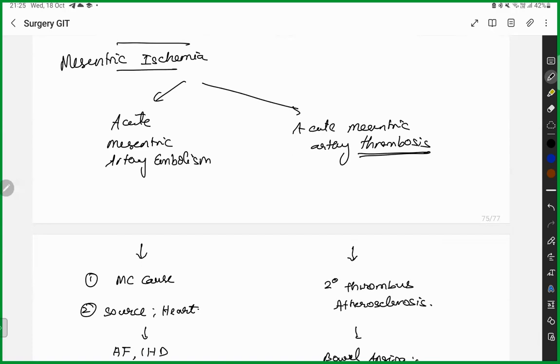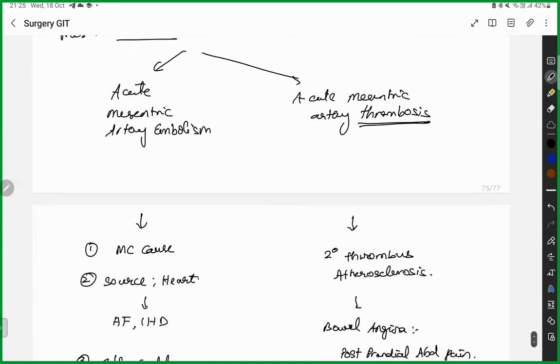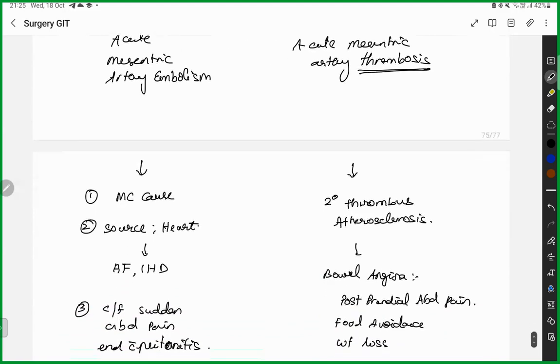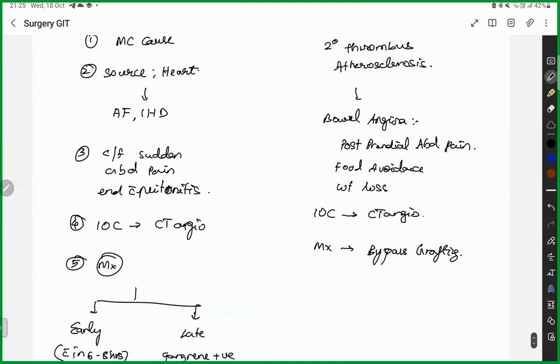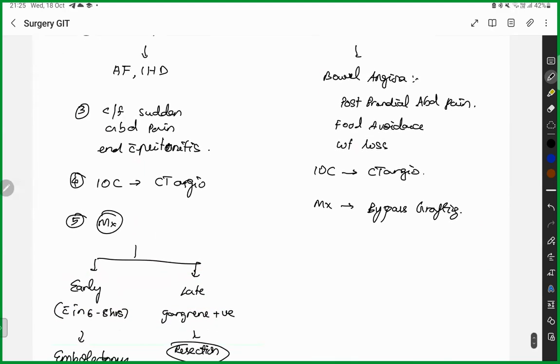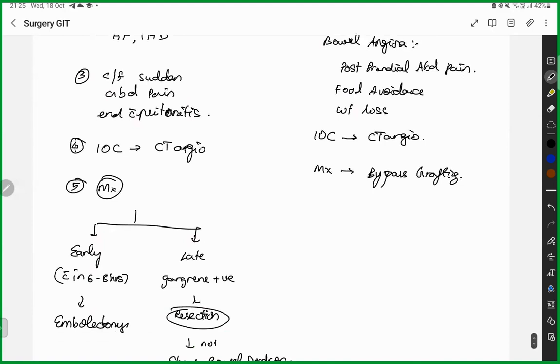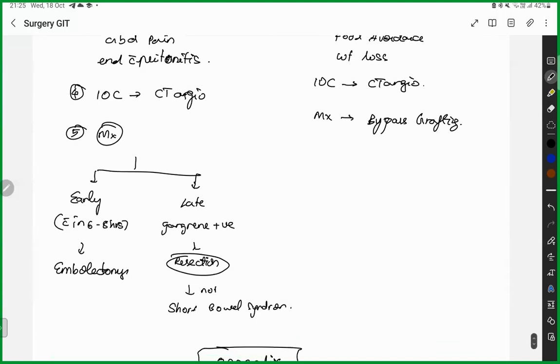So what are the risk factors, guys? IHD and atrial fibrillation are risk factors. So bowel attack, sudden abdominal pain, which is going to end with peritonitis. That is going to be the clinical feature. Investigation of choice is going to be CT angiogram, and management in early presentation, within 6 to 8 hours, is embolectomy. Later, if there is gangrene, you have to do resection. So it can lead to short bowel syndrome.